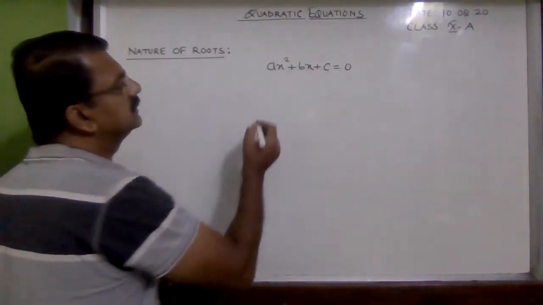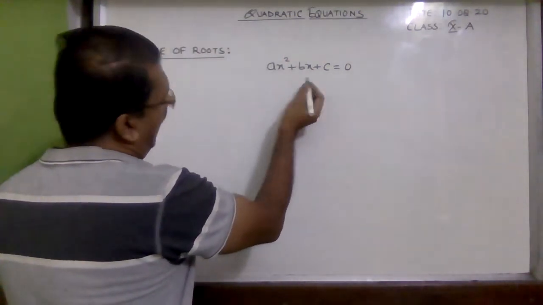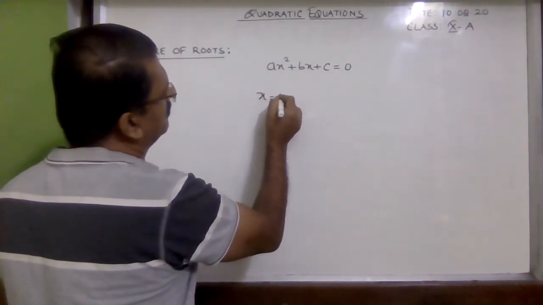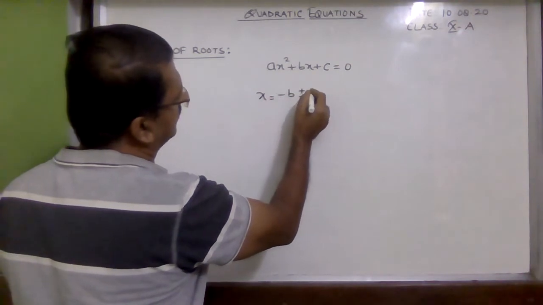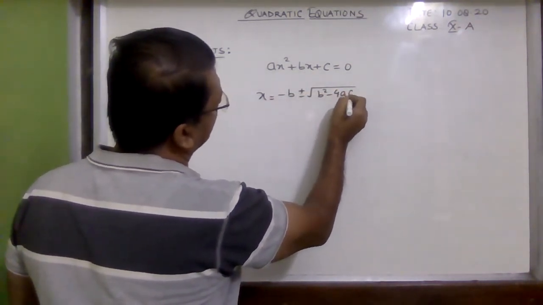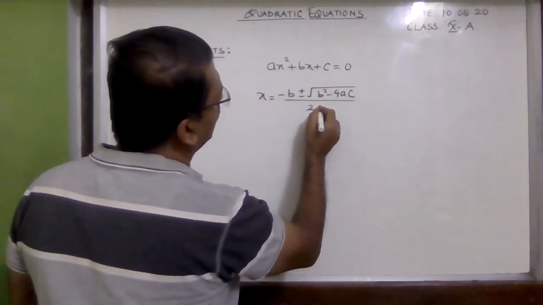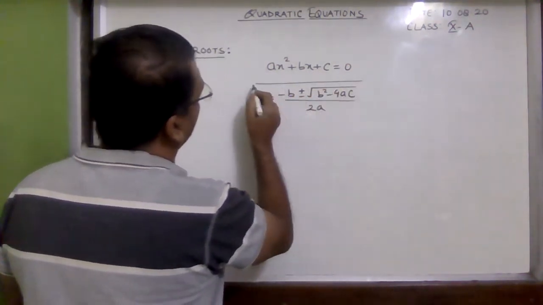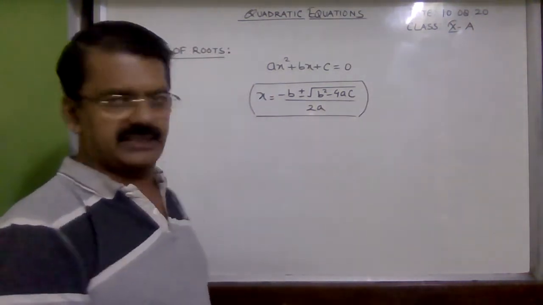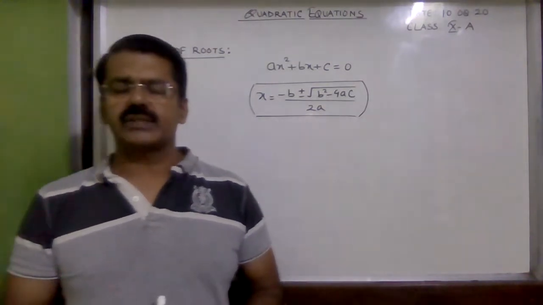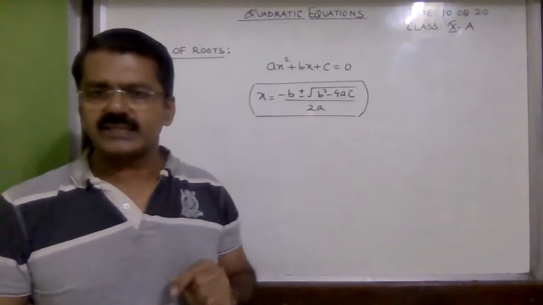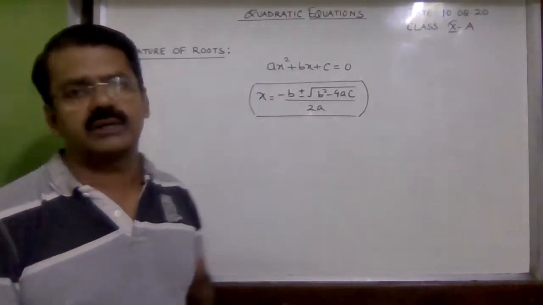Now what we do, I told you using the Sridharacharya formula, x is equal to minus b plus minus under root b square minus 4ac upon 2a. Using this formula, you can easily find the values of x. Whenever we solve a quadratic equation, we get two values of x. So here also, if you take plus sign, you will get one value. If you take minus sign, you will get another value.